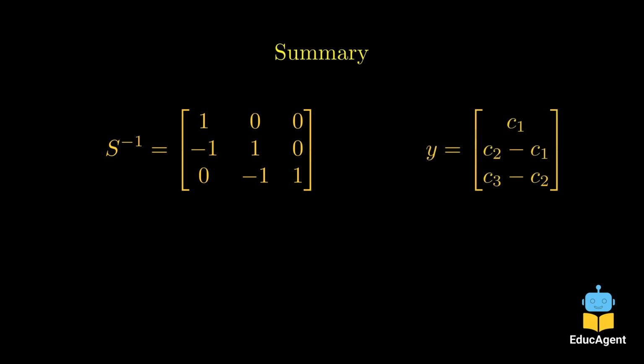Summary of what we found. First, the inverse of S is this lower bidiagonal matrix. Second, the solution Y is c1, c2 minus c1, and c3 minus c2. Finally, because the determinant is 1, S is invertible and its columns are independent.